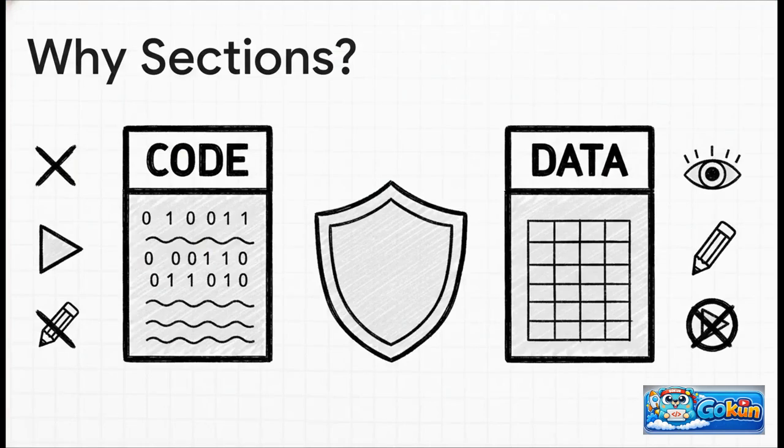Well, it all comes down to a fundamental rule in computing, one that's enforced by the CPU itself. You have to keep your code separate from your data. Code is meant to be executed. Data is meant to be read and written. If you mix those two up, you open the door to all sorts of nasty security problems. This is how a lot of classic buffer overflow attacks work. These sections are the mechanism that enforces this separation, which lets the operating system set different permissions for different parts of your program.